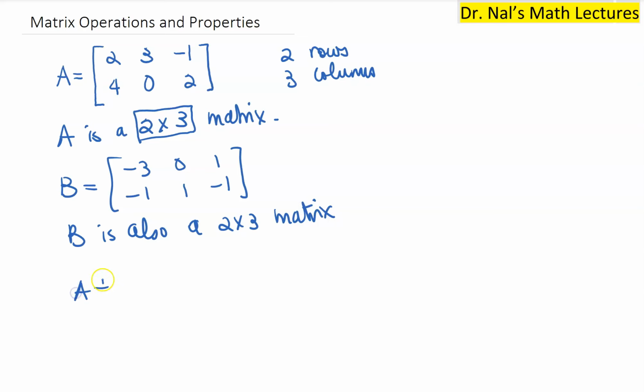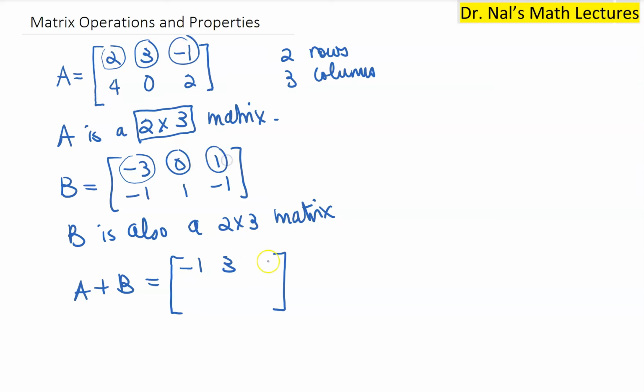So A plus B, the way we would add it will be the following. We're going to add them component wise. So 2 plus -3 will be -1. 3 plus 0 is a 3. -1 plus 1 is a 0. Then we go to the second row.